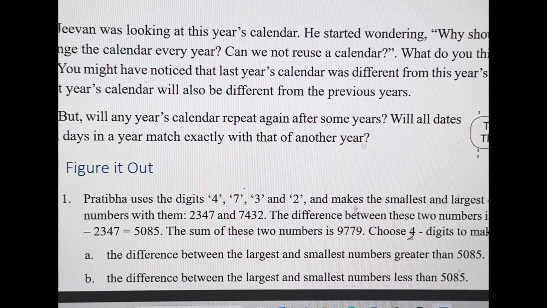Like if we see any calendar, maybe the first day of the month, like 1st Jan, if it starts from Monday. So it is not necessary that 31st December is a Sunday, so that it again starts from Monday, because it is 365 days, right? So it is not necessary that we have the same calendar every year.